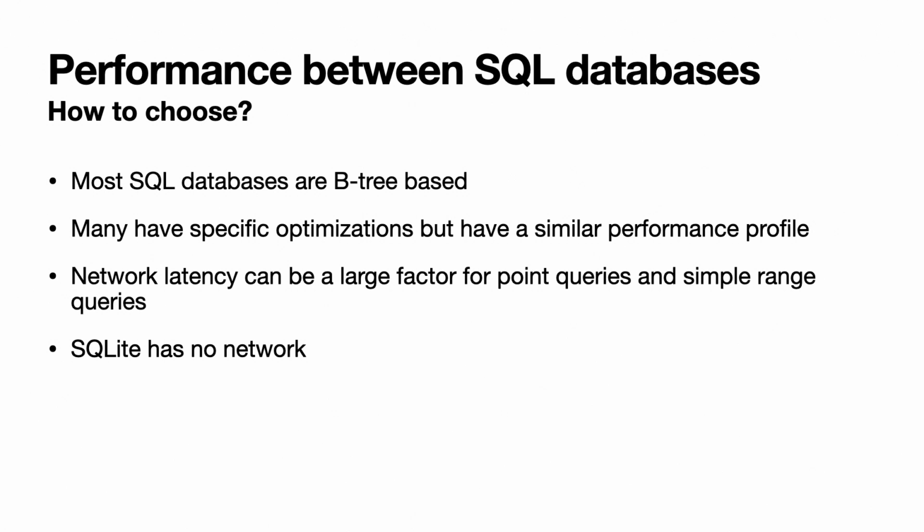Now, the caveat here is that most SQL databases in general are B-tree based. That means they have the same underlying data structure. And because of that, a lot of the performance profile is generally going to be fairly similar. Some are going to have a bit better performance, some are going to have a bit less performance. It's really hard to say for each situation. One might be better than another. However, the one consistent thing is that network latency can be a huge component of performance, and this is really where SQLite shines, because it basically skips over the network piece entirely, because it lives right in your application.